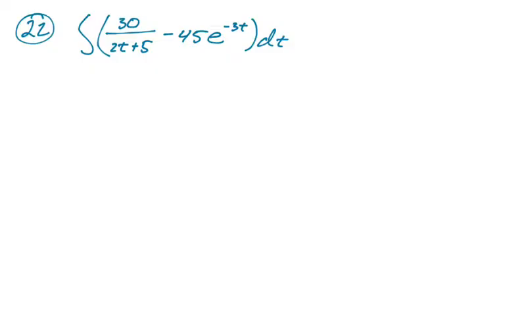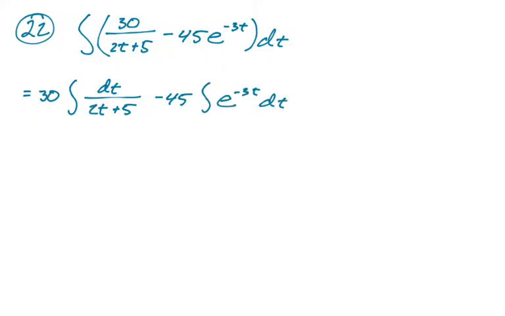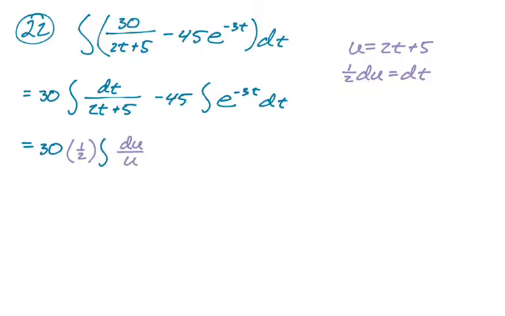Let's do it. So I'm going to rewrite it as a couple of integrals, so pull out the 30 and just get dt over 2t plus 5. I'm going to pull out the negative 45 and then get e to the negative 3 dt. I'm going to do two different substitutions here. So for the first integral, I'm going to let u equal 2t plus 5. So 1/2 du is dt. And we can make our substitutions. So I'm going to have 30 and then 1/2 because of du. So 1/2 integral du over u, which is our goal, right?